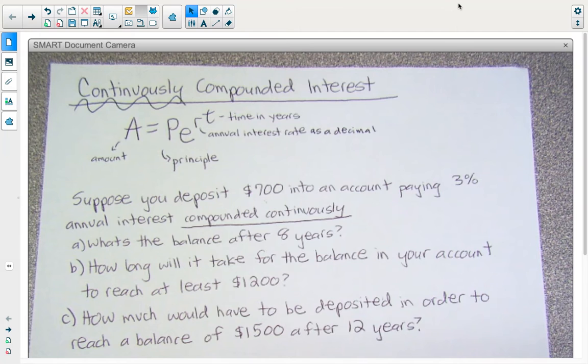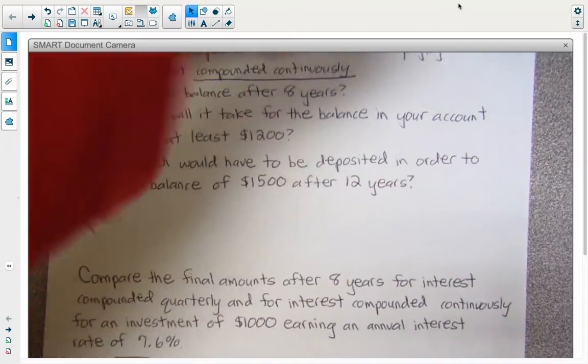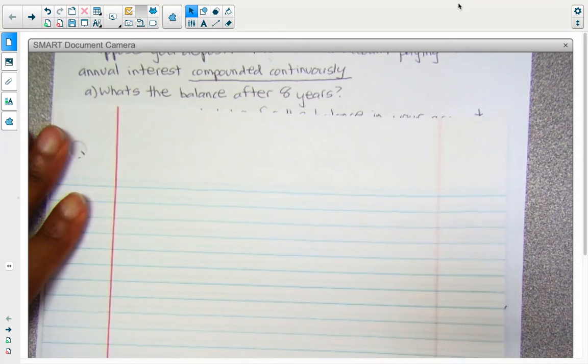So let's go through and work out this problem. Suppose you deposit $700 into an account paying 3% annual interest compounded continuously. Part A, what's the balance after 8 years? Part B, how long will it take for the balance in your account to reach at least $1,200? And C, how much would have to be deposited in order to reach a balance of $1,500 after 12 years? So we're going to go through and solve these equations. Let me see if I can put the problem here all in the same space, and then we can work them out.